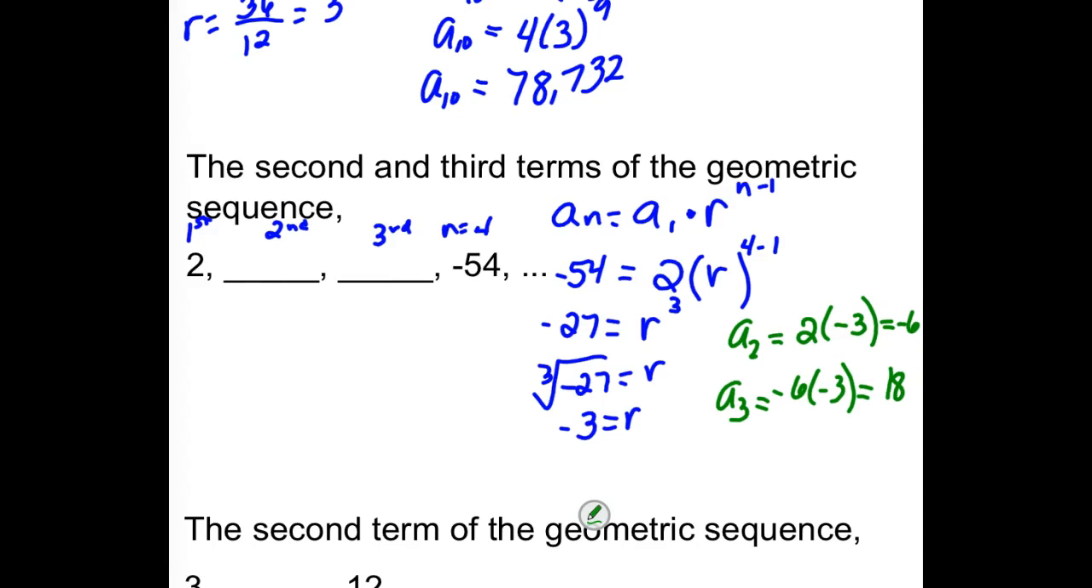Okay, that's one way. He said divide negative 54 by negative 3. Work backwards, right? If I'm taking this term and multiplying by negative 3 to get that, I should be able to divide and go backwards. That's an option. What's another option?